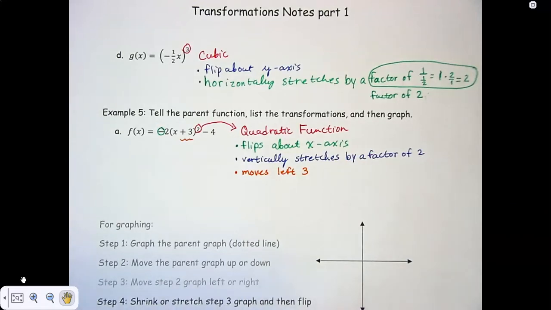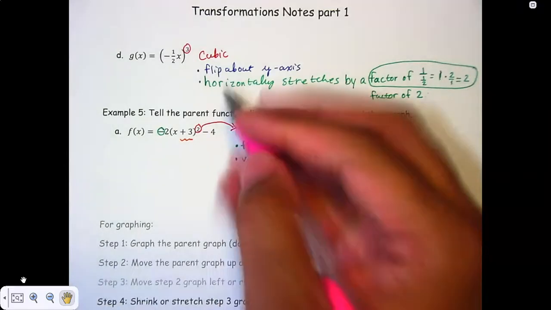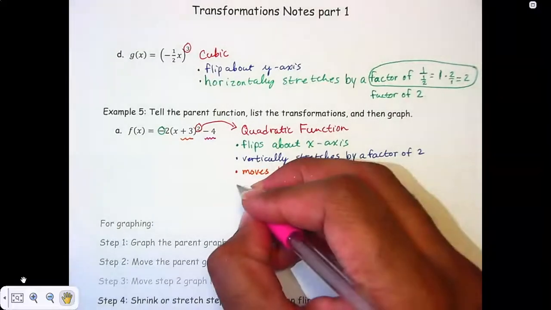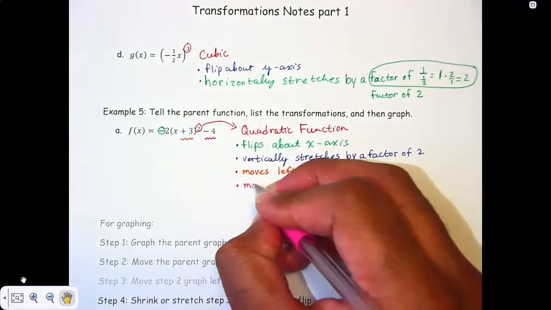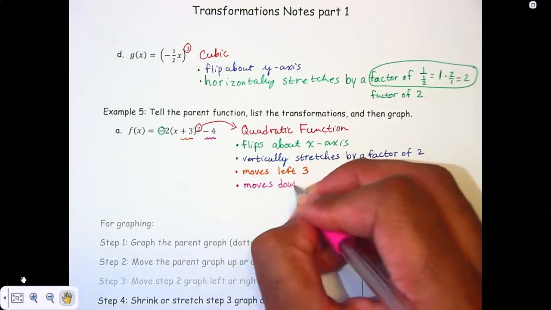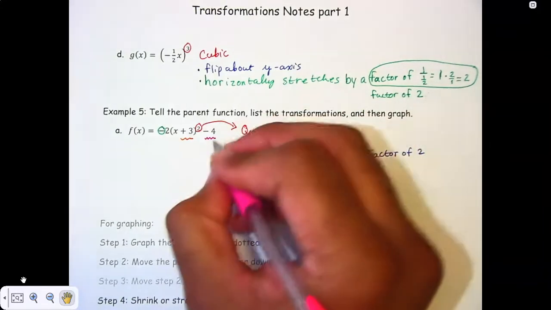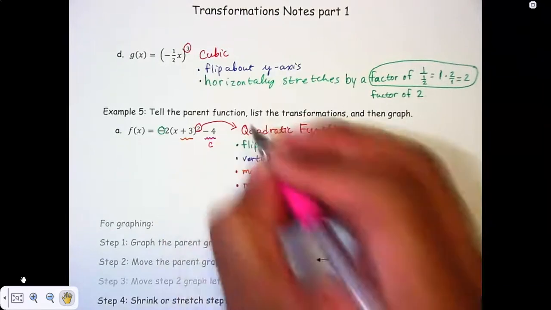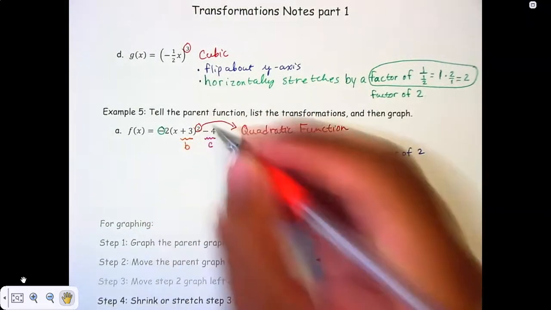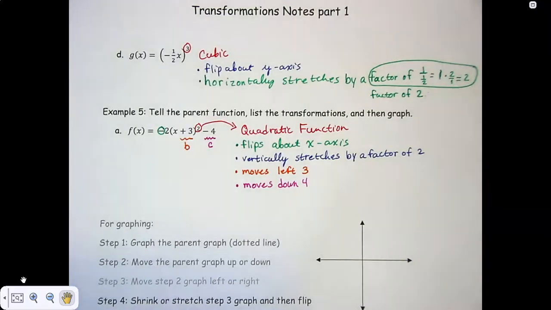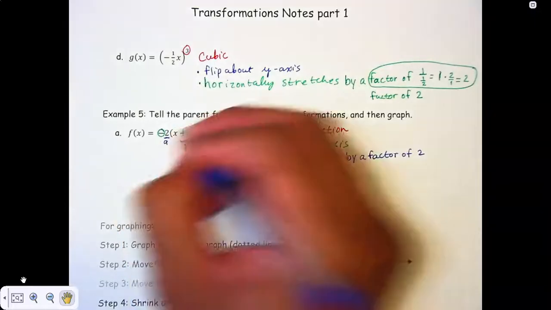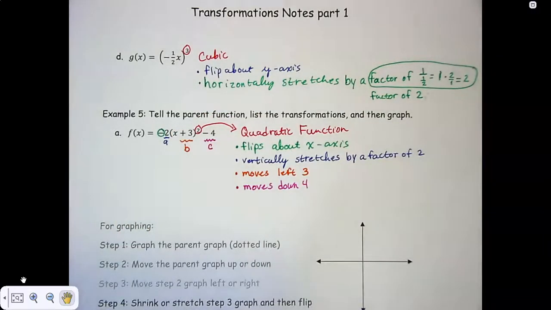All right. And then for the last part, we have a 4 on the back side here. That's our c. And c means moves up and down. If it's negative, it moves down. Again, this is our c back here. This is our b right here. This part is our a. 2 is our a, and then the negative is the part in the front.